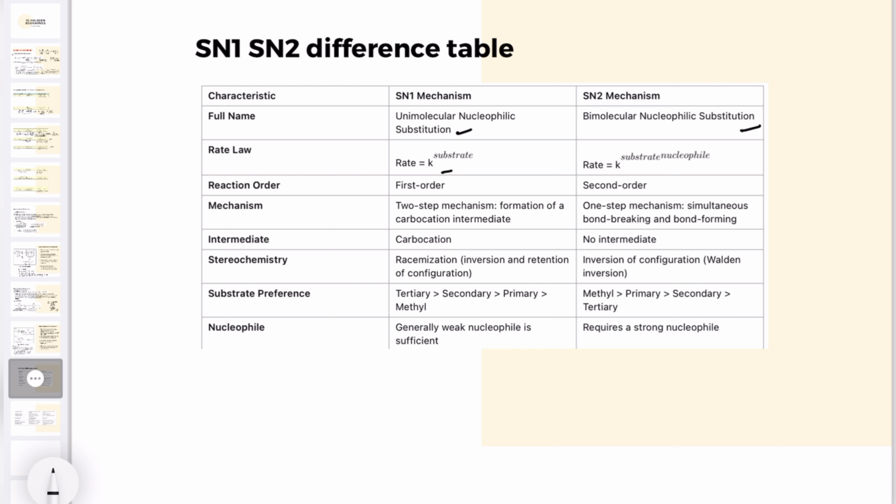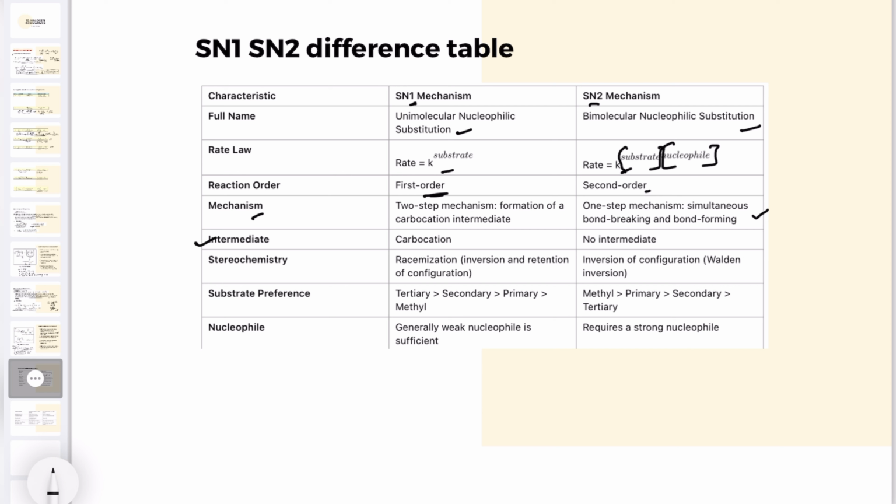Rate law in SN1 depends only on the substrate. Here the rate depends upon the substrate and nucleophile, the concentration of substrate as well as nucleophile. Then reaction order. In SN1 it is a first order reaction. In SN2 it is second order. That means how many molecules are involved in a reaction tells the order of reaction. Then next is the mechanism. SN1 reaction is a 2-step mechanism, formation of carbocation intermediate and attack of nucleophile. And SN2 is a 1-step mechanism, simultaneous bond breaking and making in one step.